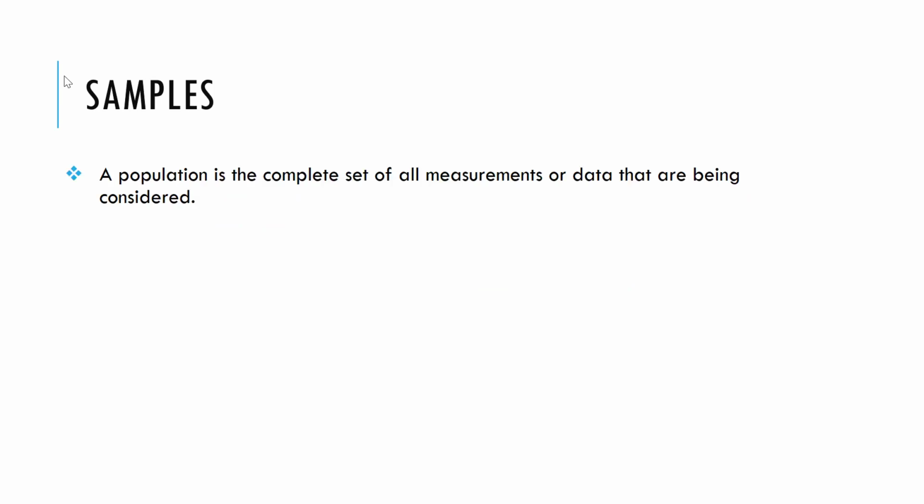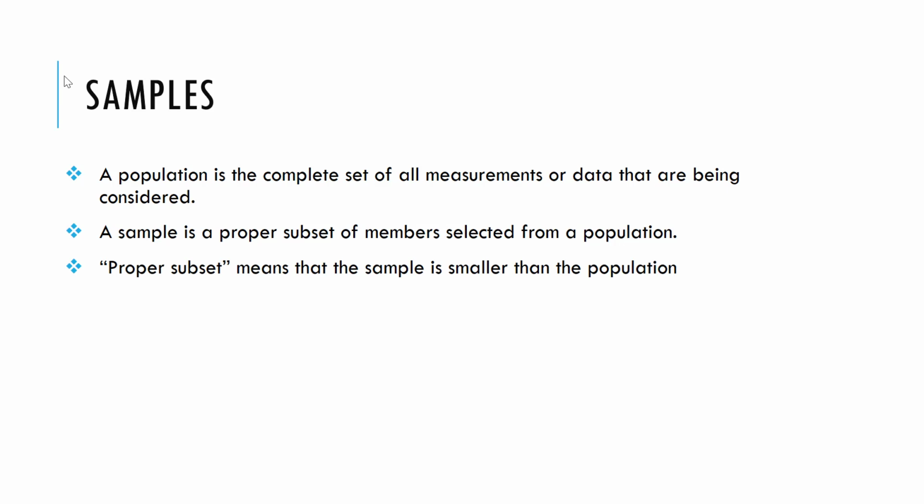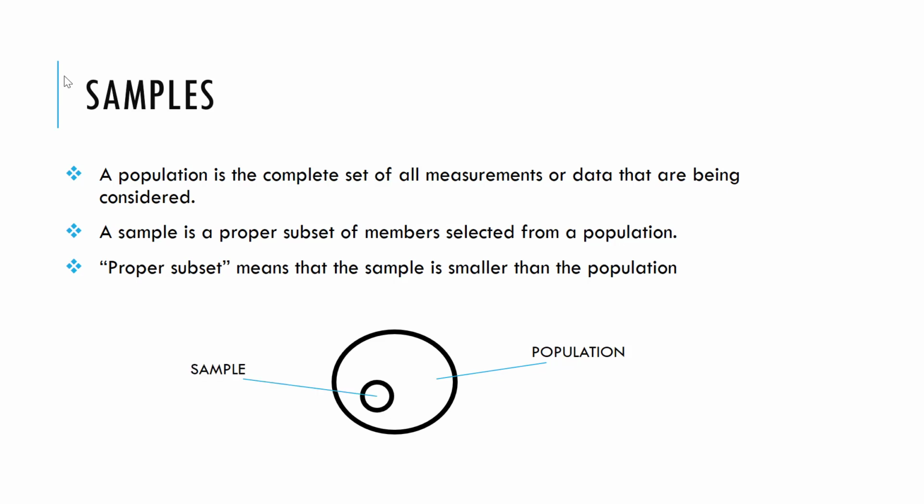Let's start talking about samples. A population is the complete set of all measurements or data that are being considered. A sample is a proper subset of members selected from a population. This means that the sample is smaller than the population itself. So in this image, you can see a larger circle is used to represent the population. From the larger circle, we take a smaller circle out, which we are using to represent the sample.